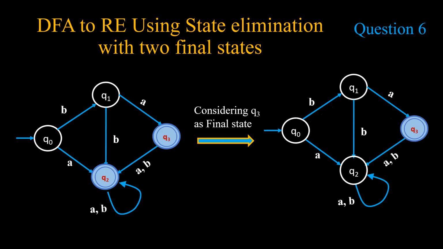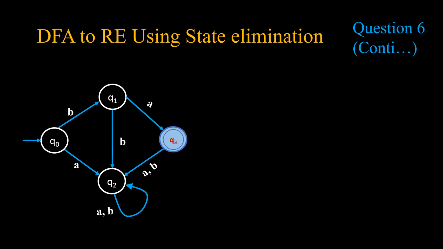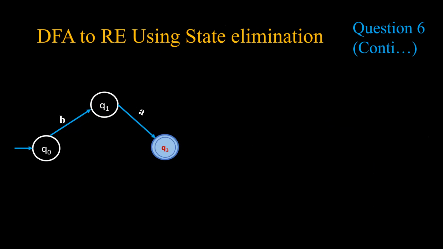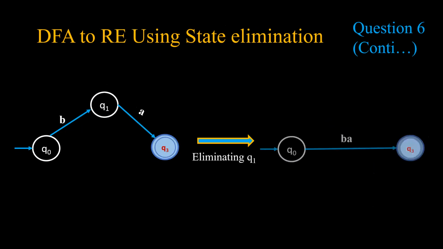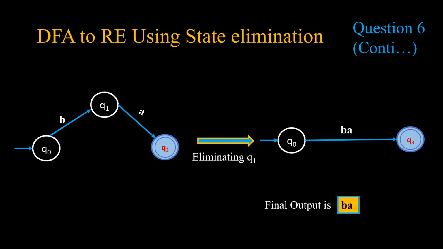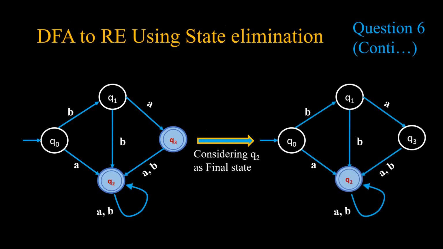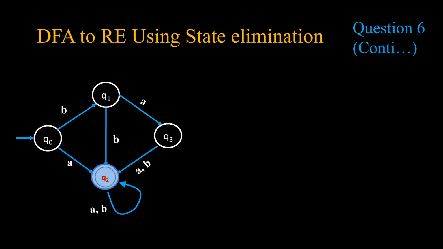Now again, it is clear from here that Q2 is the redundant state. We need not consider it. So the DFA which we need to consider is Q0, Q1, Q3, and corresponding to this, we will get the output BA. Now, the second step will be when we consider Q2 as the final state. When we consider Q2 as the final state, we need to eliminate state Q1 as well as state Q3.